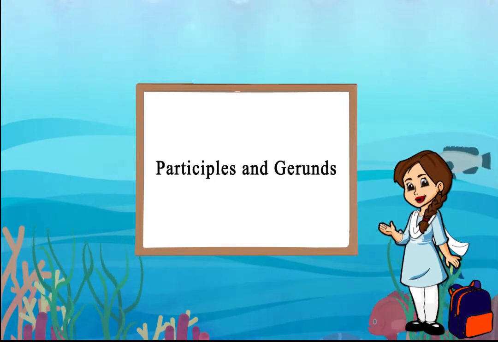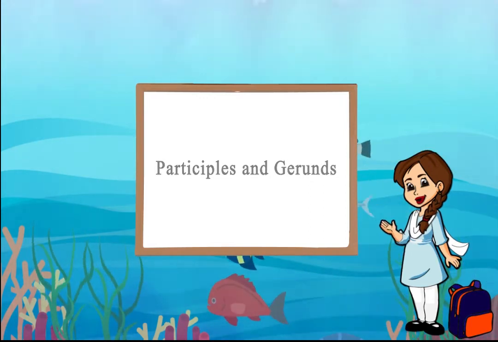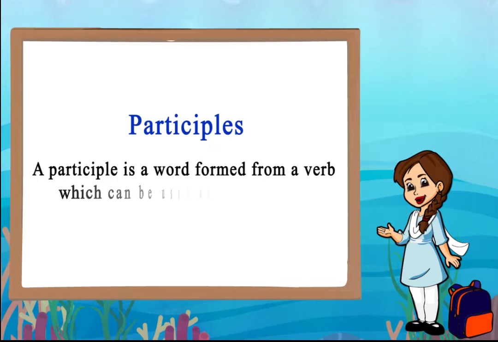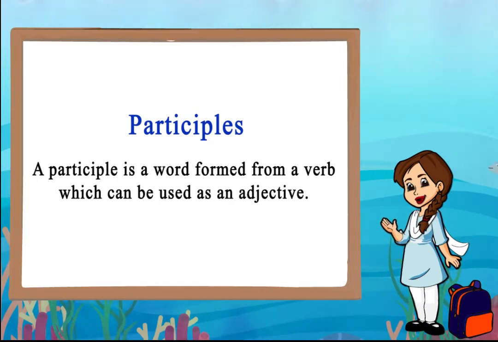Participles and gerunds. Participles. A participle is a word formed from a verb which can be used as an adjective.